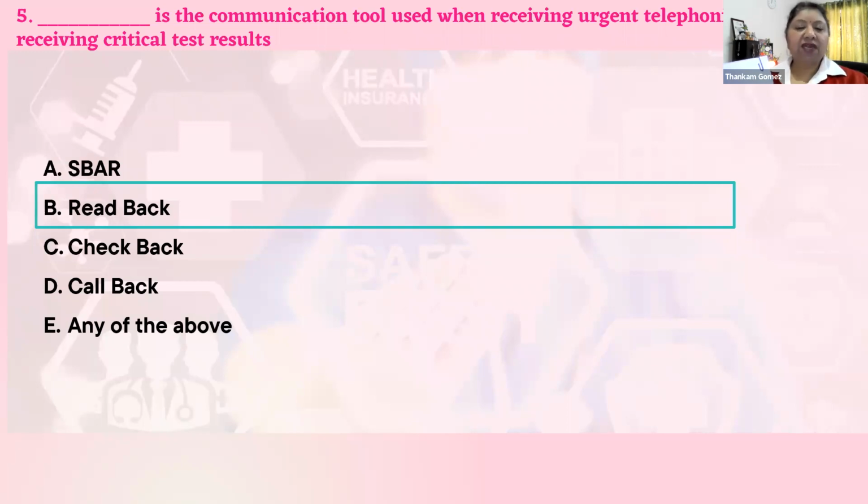The same thing happens when you get critical results from the lab also. This is called read back. So read back is not telling the doctor, hello doctor, yes, you told me to give Lasix 40. No, that is simply repeating back. It's not a safe practice, because you might forget, you might get busy. So it is better to write it down in the right file, and then read back.